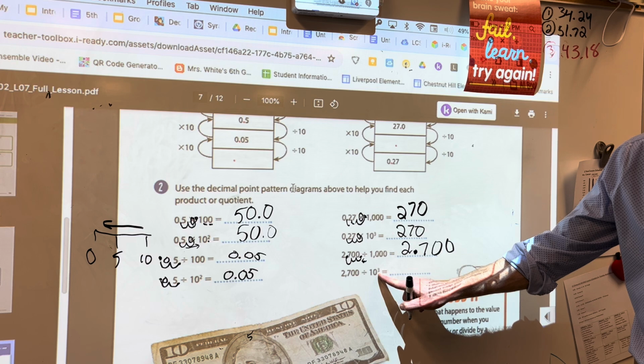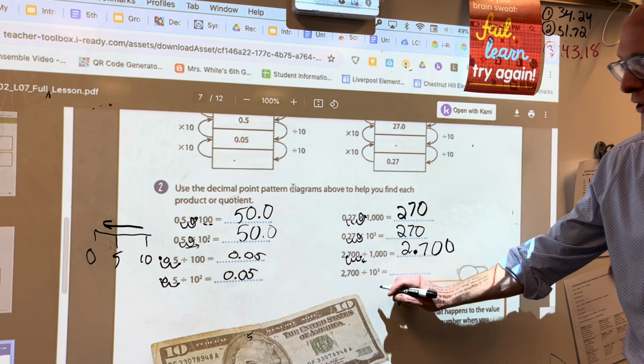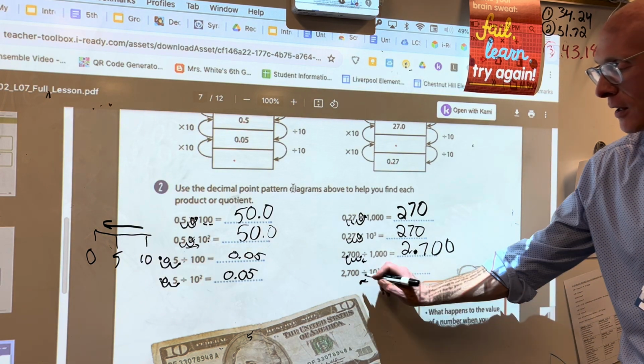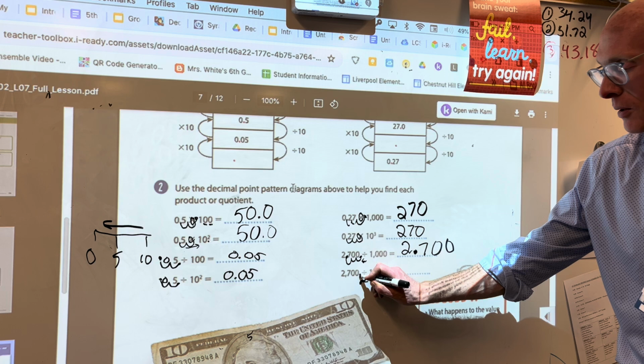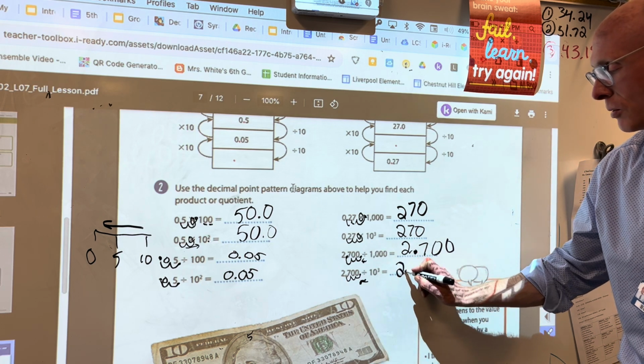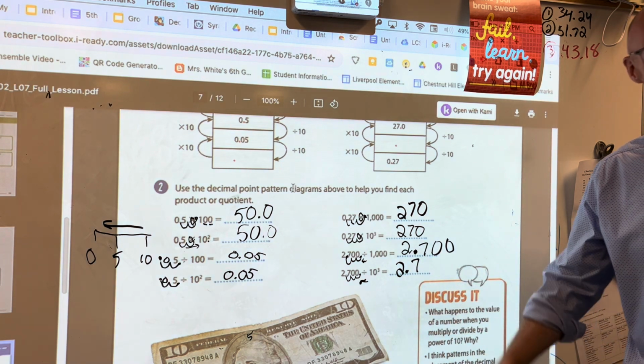Let's look at this one here. 2,710 divided by 10 to the third power. You guessed it. You're going to move the decimal 3 times. Which direction? We're dividing, so we got to get smaller. We got to go to the left. Decimal point goes there. 1, 2, 3. And we've got 2.7. Yes, I could add the zeros, but I just want to show you a different example.